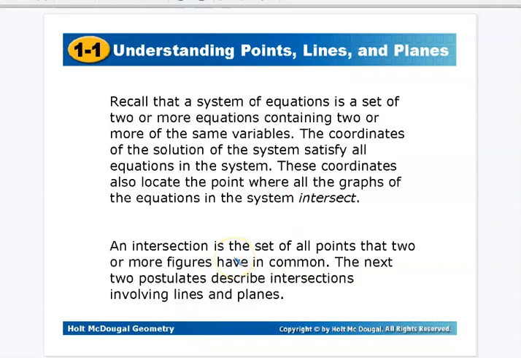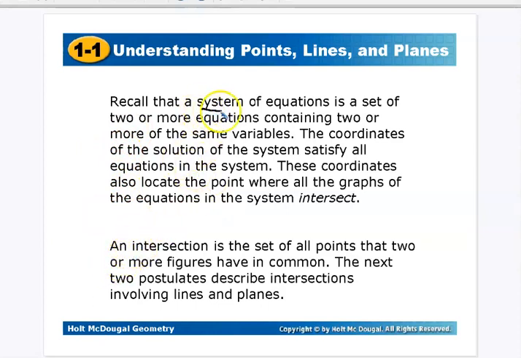All right. Lots of words here. I'll help read through this. It says, recall that a system of equations is a set of 2 or more equations containing 2 or more of the same variables. The coordinates of the solution of the system satisfy all the equations in the system. These coordinates also locate a point where all the graphs of the equations in the system intersect. You may want to pause the video at this point and read through that a couple of times, highlighting some of the important pieces of information.